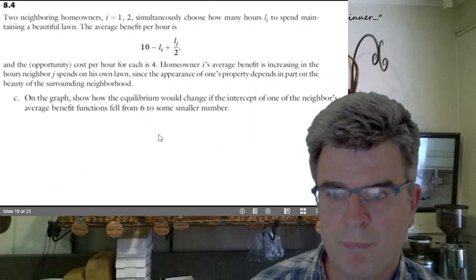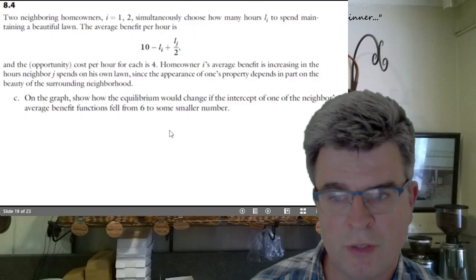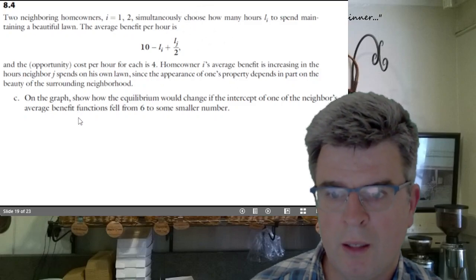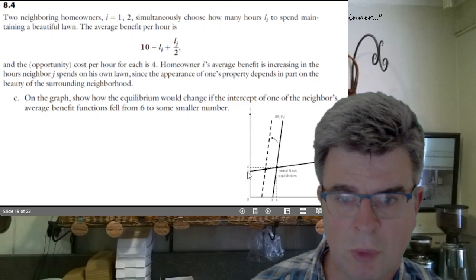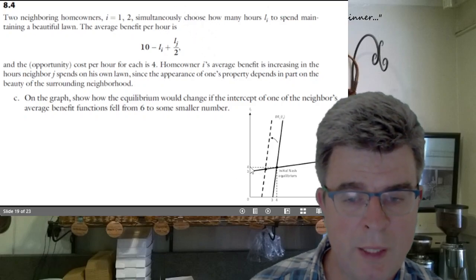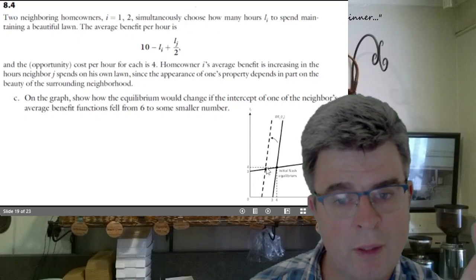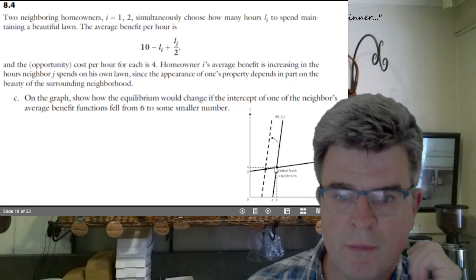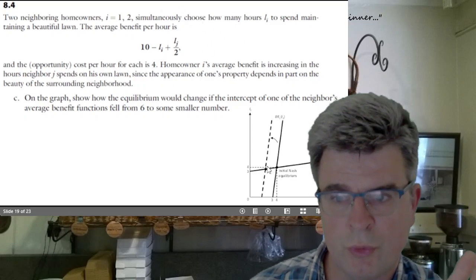Then in question C, we need to show how the equilibrium would change if the intercept of one of the neighbor's average benefit functions fell from 6 to some smaller number, which means that for one of the neighbors the benefit gets smaller. So suppose for neighbor 1, meaning that, okay, for any effort that neighbor 2 spends, it now becomes less attractive for me to spend the original amount of hours. So the best response function of neighbor 1 will now move to the left.